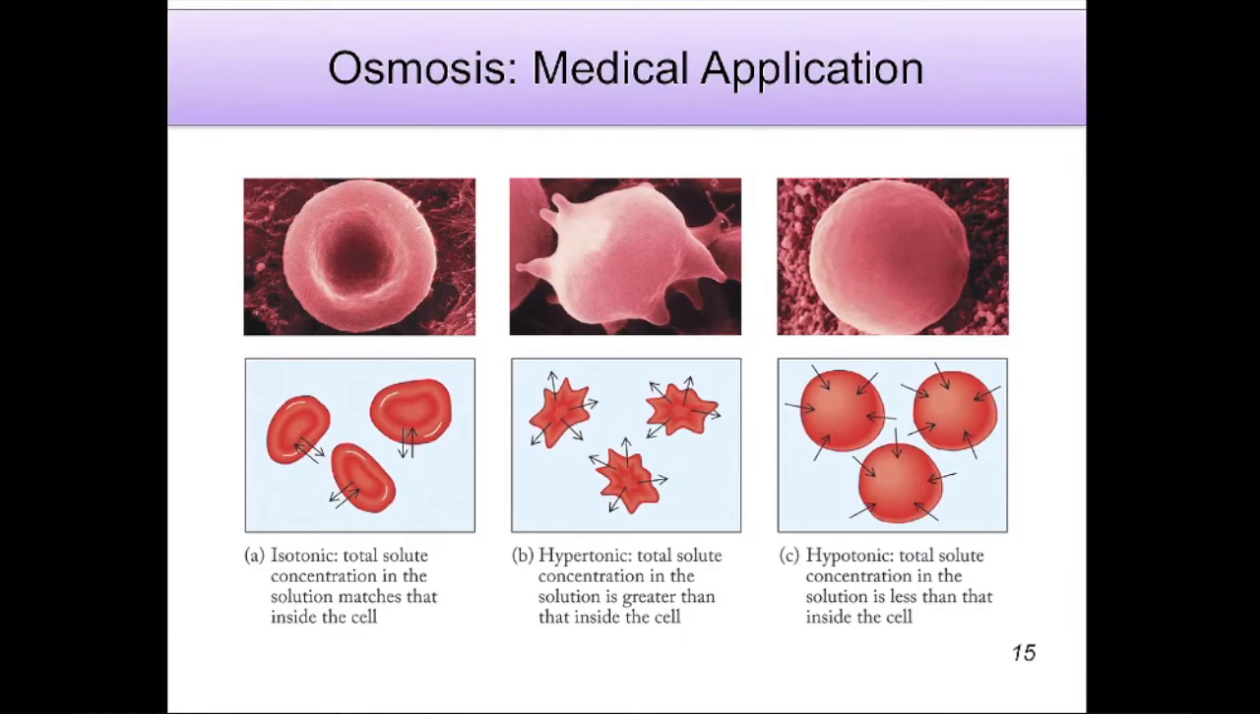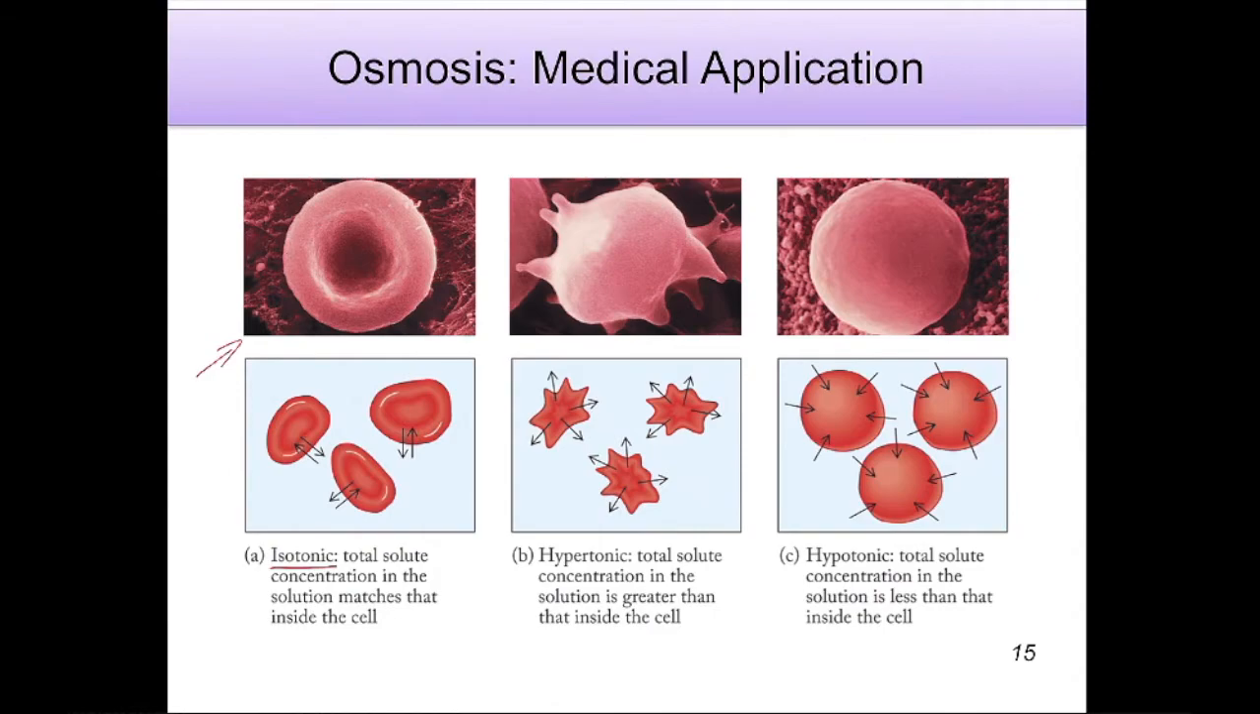Okay, a couple examples of what osmosis would look like under medical conditions. So this is a picture of a blood cell. Under normal conditions, the blood cell looks kind of like a donut. Okay, that's when the amount of solute or salt is the same both inside and outside of the cell. This is called isotonic.